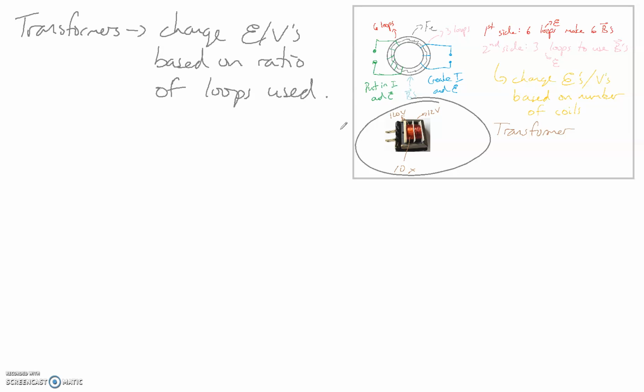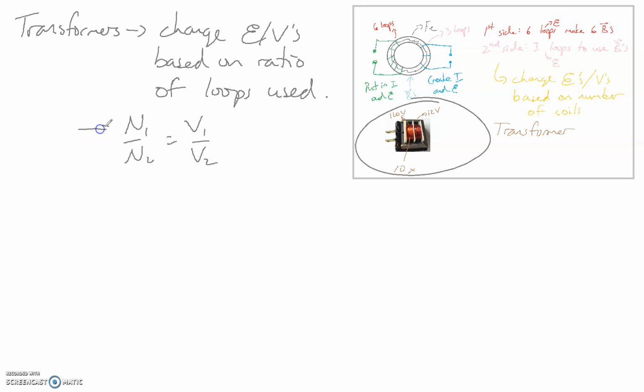So if you have 3 times more coils, you will get 3 times the voltage. If you've got 100 times the coils, you'll get 100 times the voltage. Of course, if you cut it down to half, you'll get half the voltage. It's all the same ratio. It's actually a really simple idea. So basically, the ratio of the number of loops is equal to the ratio of the voltages.